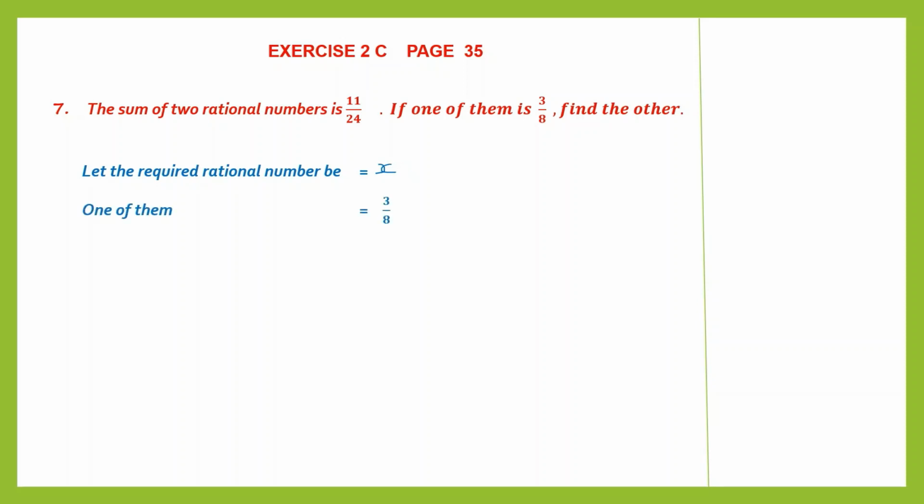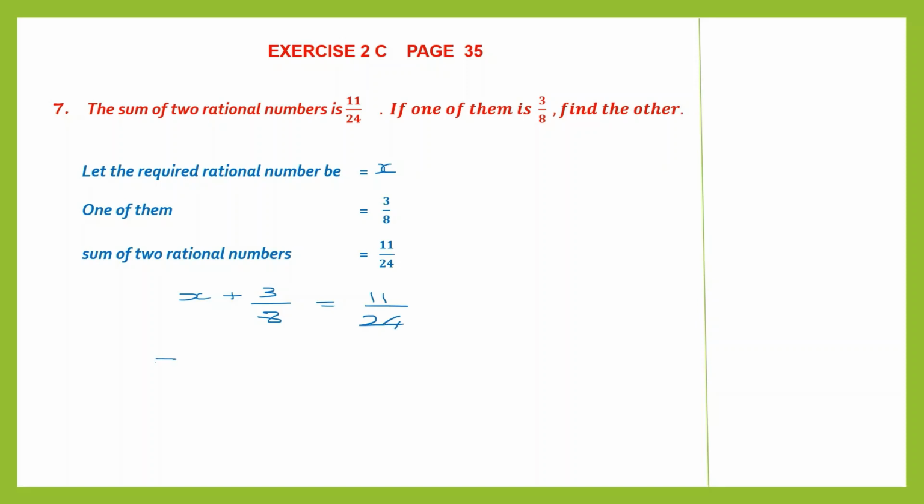One of the rational numbers given to us is 3 by 8 and the sum of the two rational numbers given to us is 11 by 24. Sum of both is 11 by 24. That means x plus 3 by 8 is equal to 11 by 24. Sum means when you add up both.